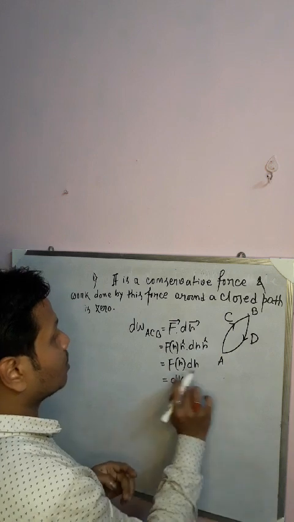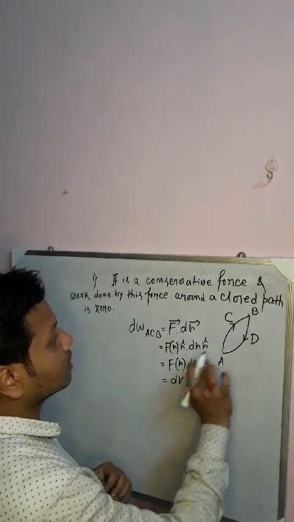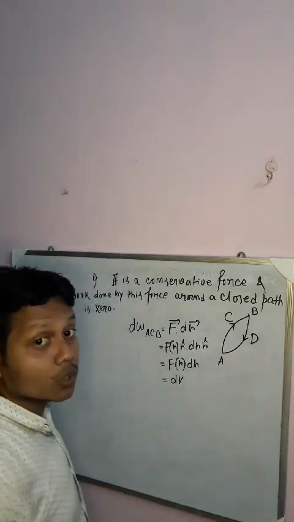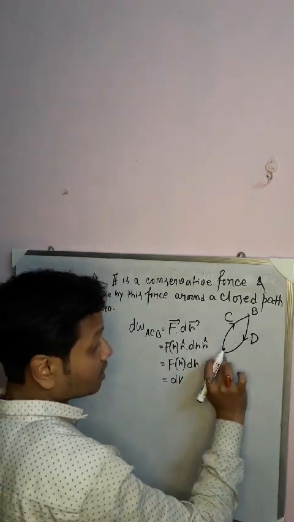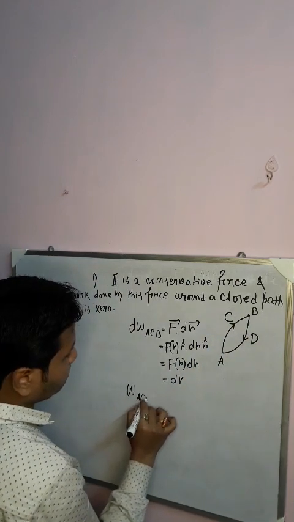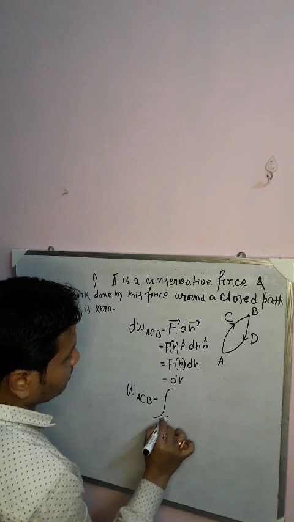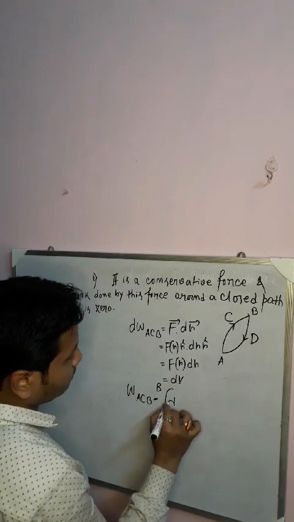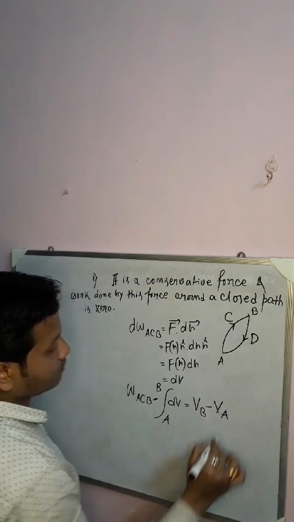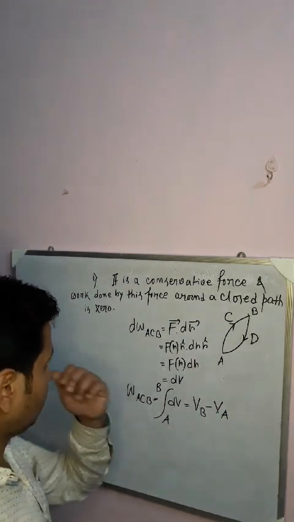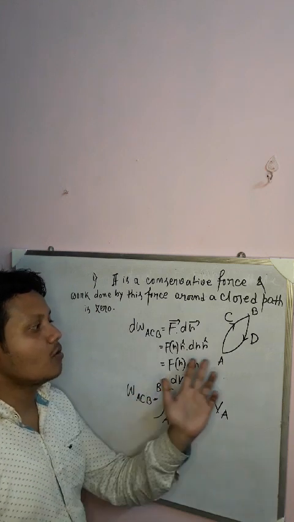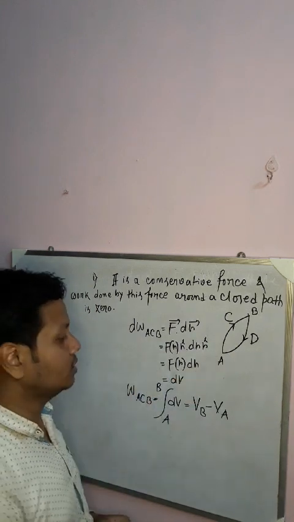So this is the amount of work done in taking the particle by a small distance, say dr. Now what will be the total work done in taking the particle from A to B? You have to simply integrate dV within the limits A to B, that means V_B minus V_A. So this is the work done in taking the particle from point A to point B.